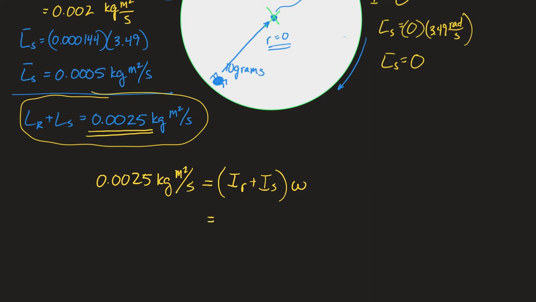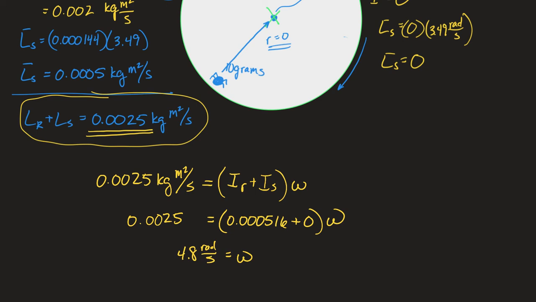The record's moment of inertia is still the same value, 0.000516. But the moment of inertia of the spider is 0. He's just sitting on the center. His mass isn't anywhere away from the center, so he contributes nothing to the moment of inertia. So now, I don't know what the angular speed's going to be, but I know it's going to be different. So let's figure out what the new angular speed will be. Work that out. Omega equals 4.8 radians per second.